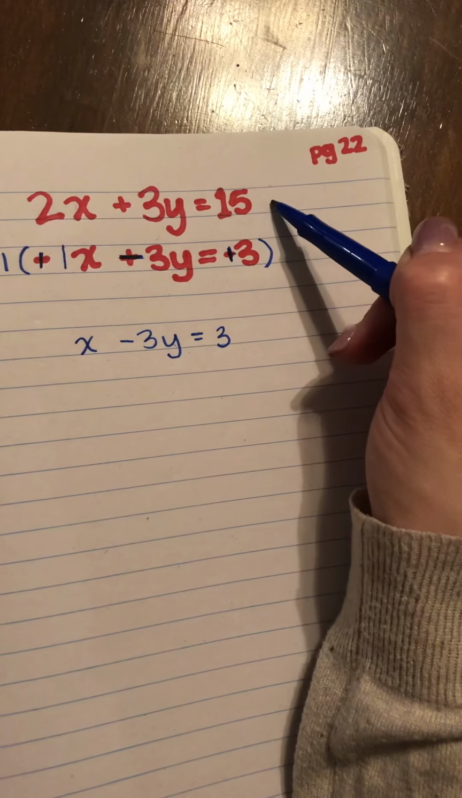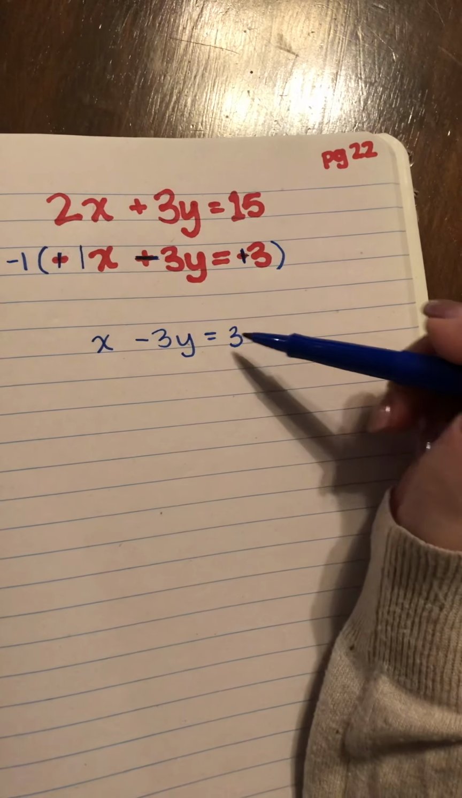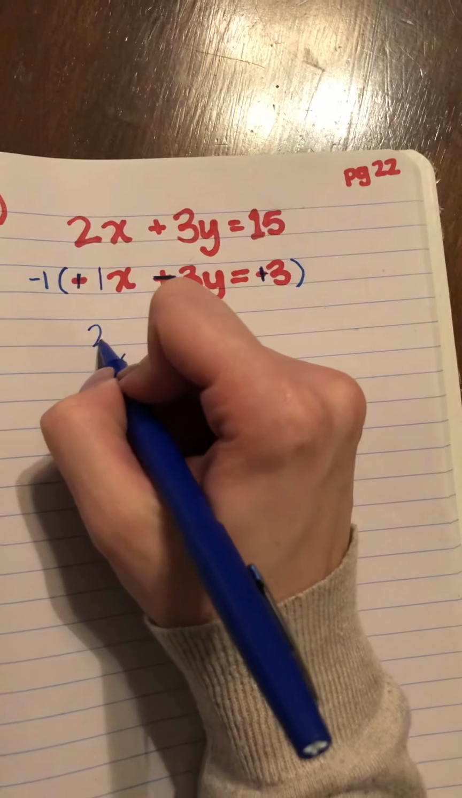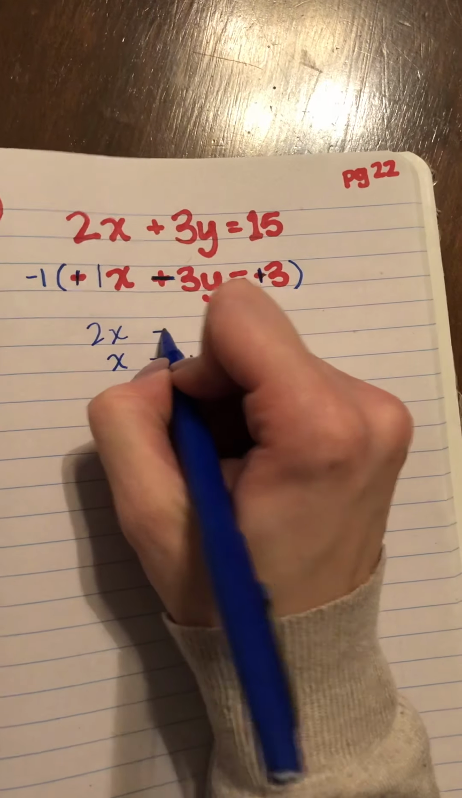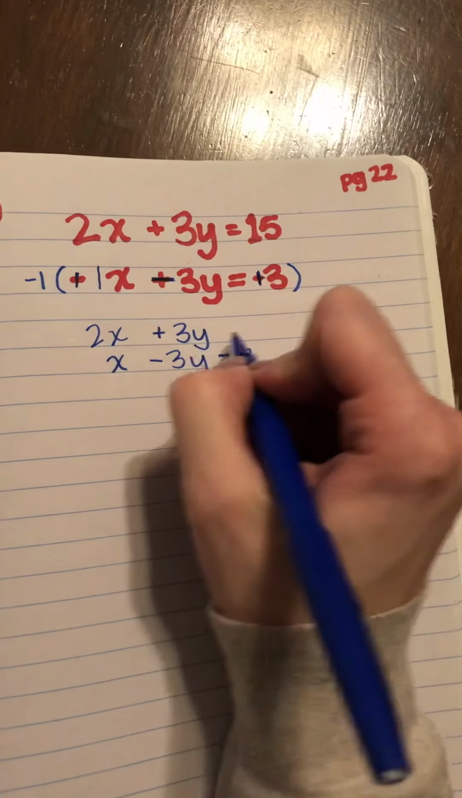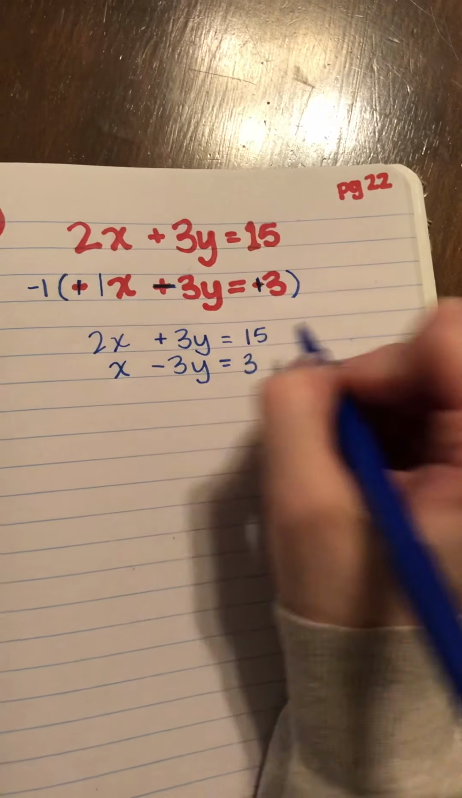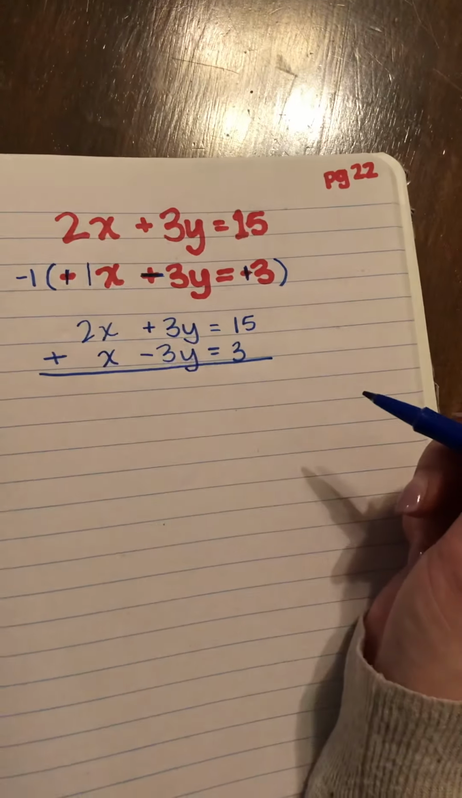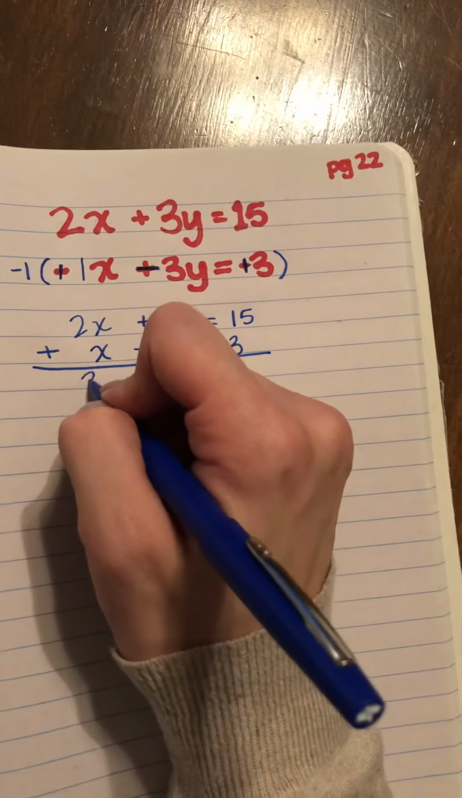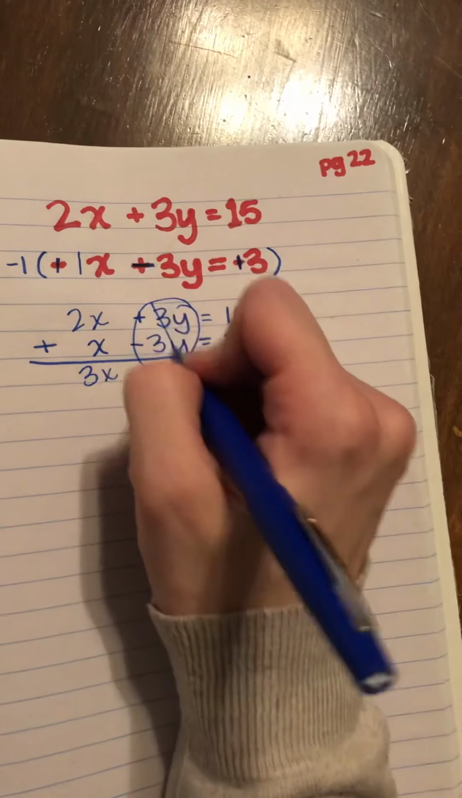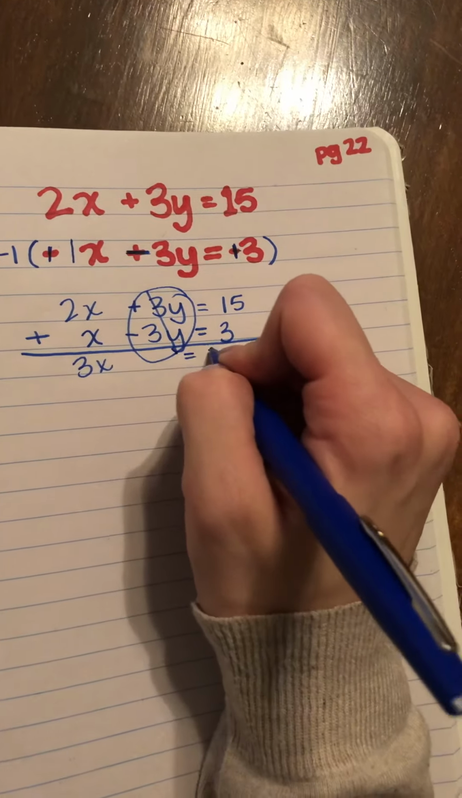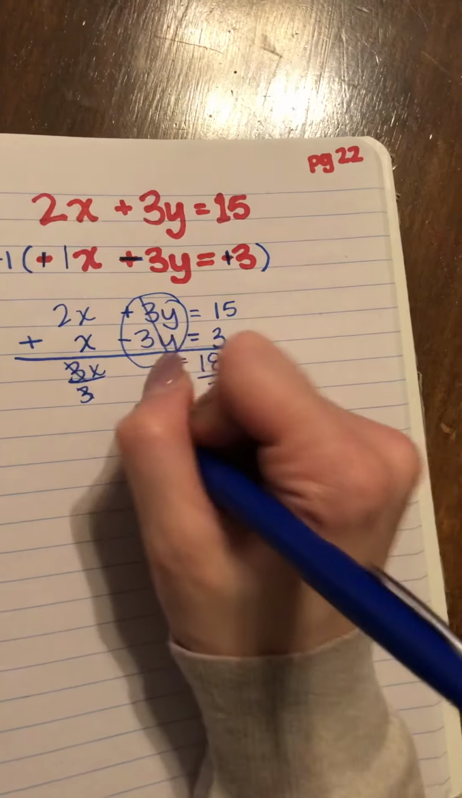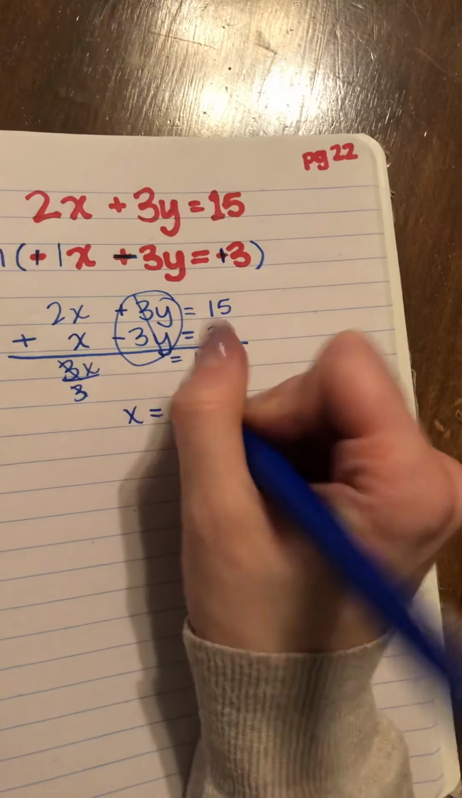And I'm just going to copy this original problem directly above what my new linear equation is, so that I can set everything up to cancel. So I have 2x plus 3y equals 15. So I'm going to set everything up with my addition sign and my equal bar. I have 3x here. This is what cancels, equals 18. And now when I divide by 3, I have x equals 6.